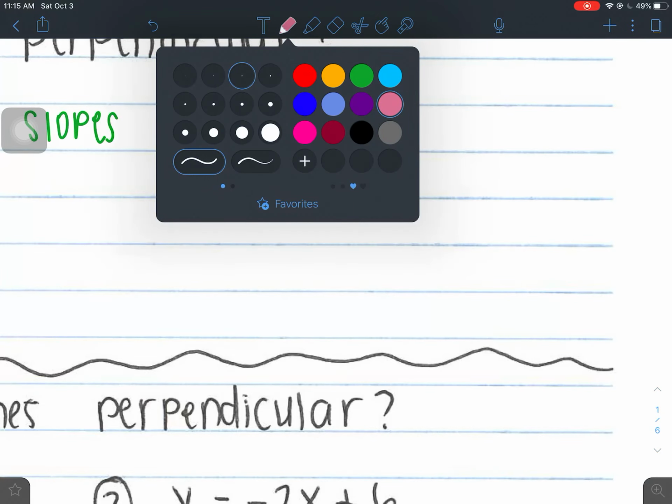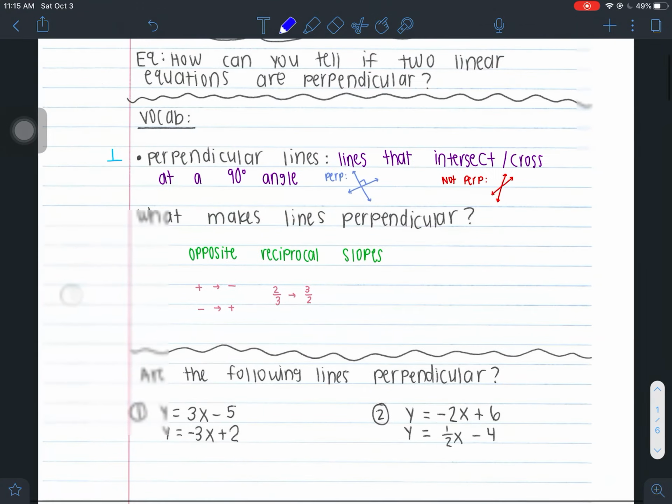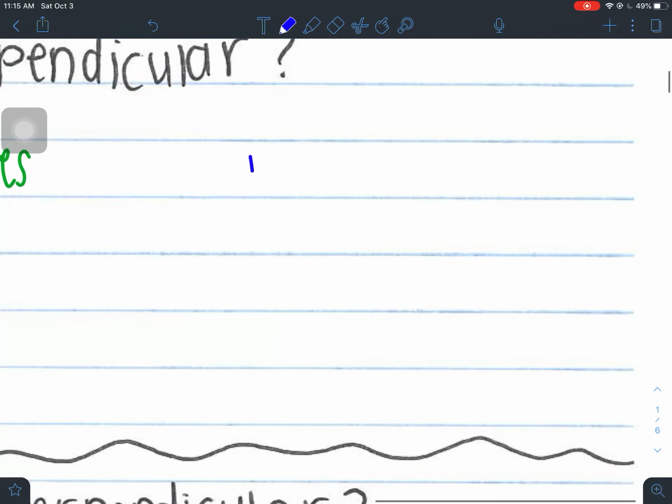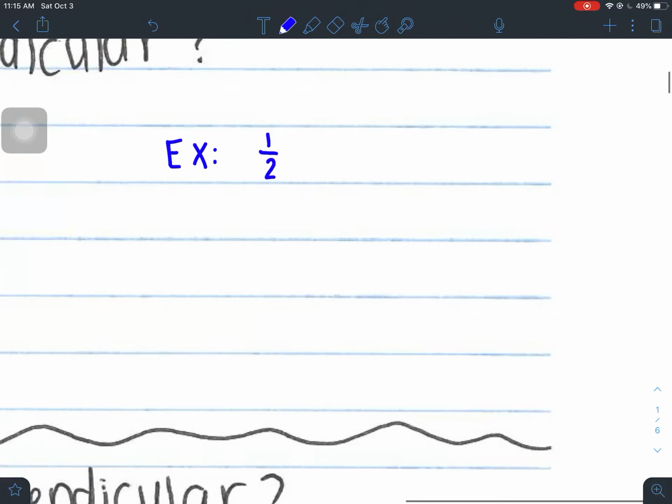So our first example here is going to be, can I use blue? Have I used it yet? I have not. Okay. Example number 1. Let's say that the slope of my equation is 1/2, and I have to make a perpendicular slope to this equation. If I want a perpendicular slope, I don't want to use the same one, because if I use the same, I'm making parallel. So I want an opposite reciprocal slope to 1/2.